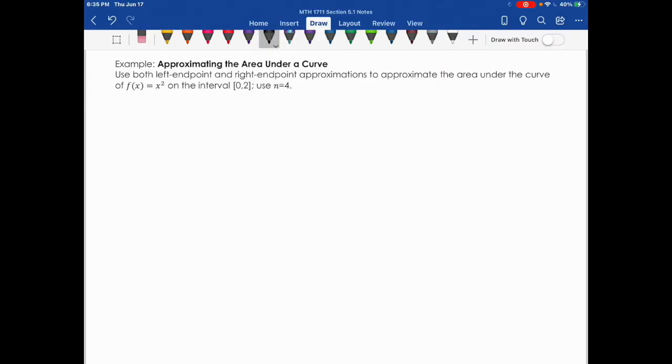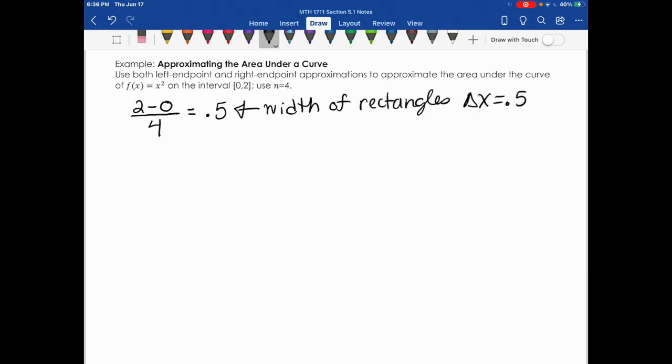So the first thing we're going to do is divide the interval from 0 to 2 into 4 subintervals. To figure that out, we're going to take the length of the interval. So we're going to take 2 minus 0 to find the length of the interval, and then we're going to divide it into 4 equal subintervals. When we do that, we're going to get 0.5. So this tells me the width of the rectangles, and we label that as delta x.